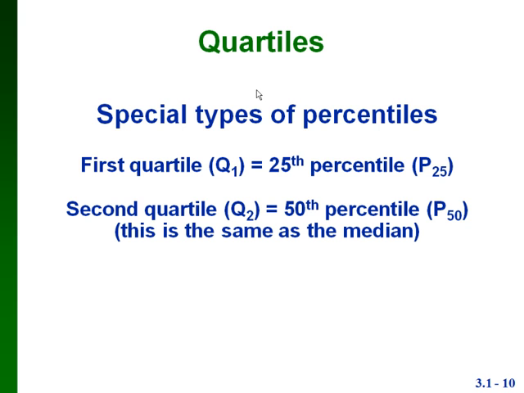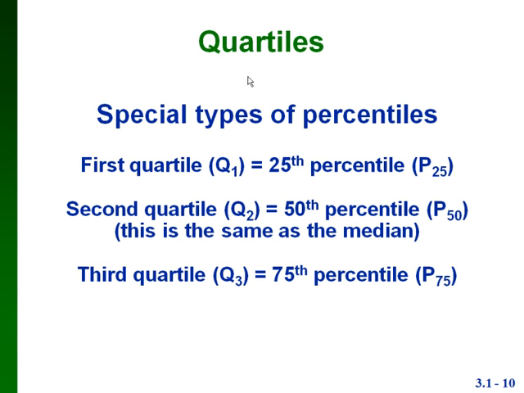Our second quartile is Q2, and this is the same as the 50th percentile. And notice that this is also the same as the median, because this means that 50% of the data is less than Q2. Finally, our third quartile, Q3, is the same as the 75th percentile. That means that 75% of the data values are less than Q3. It also means that 25% are greater than Q3.